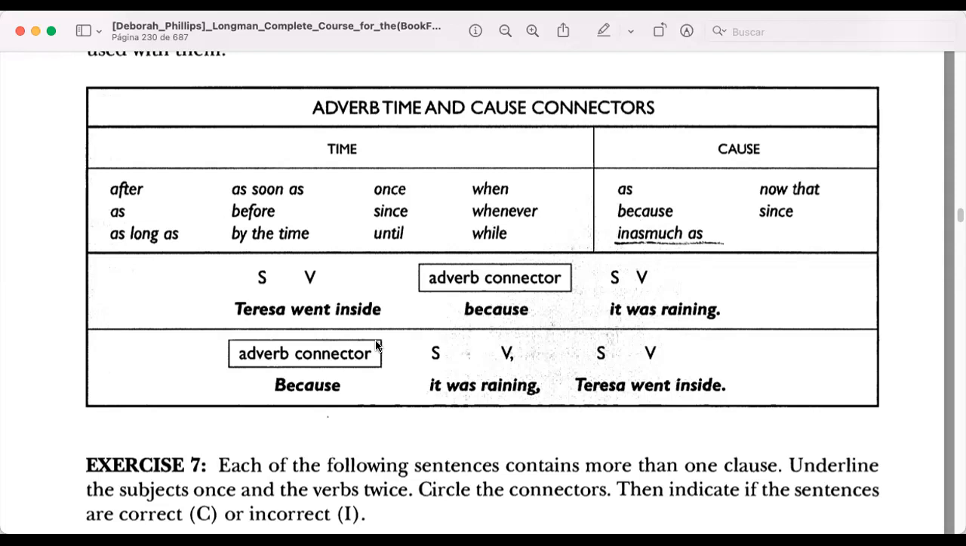Now you get it. I guess it's very easy, this part. Vale, I don't know if you have questions here. Yeah, it's easy, but I have a question. Tell me. In the word "as", how can you differentiate between time and cause with the "as"?